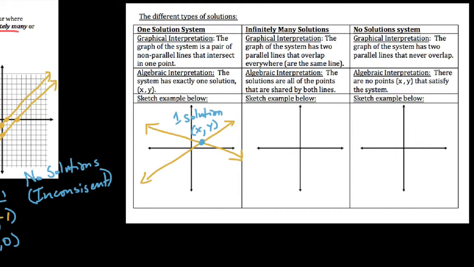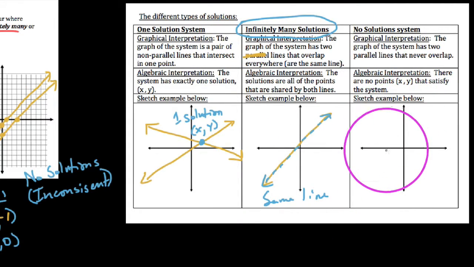But what about infinitely many solutions? Well, we saw an example of this over here, but in terms of graphically interpreting it, the graph of the system has two lines that overlap everywhere. I shouldn't say parallel here. Basically, they are the same line. So the solutions are all points that are shared by both lines, or all real numbers. A graph of this would look like this, and just to emphasize it, I will draw a dotted line over the top of it. One graph is dotted and one is not, but they are the same line. And there are infinitely many solutions.